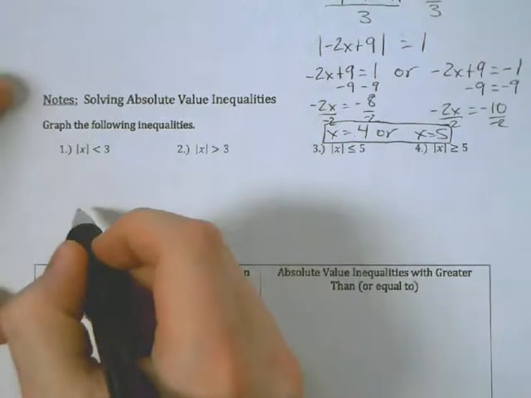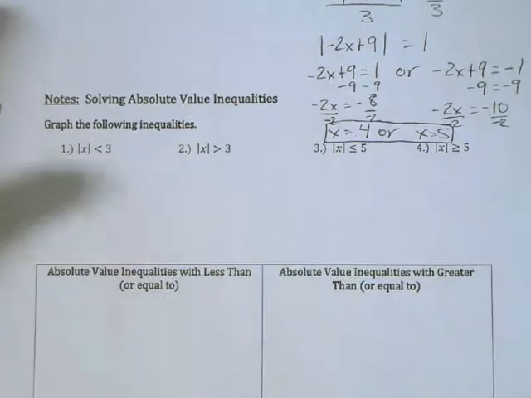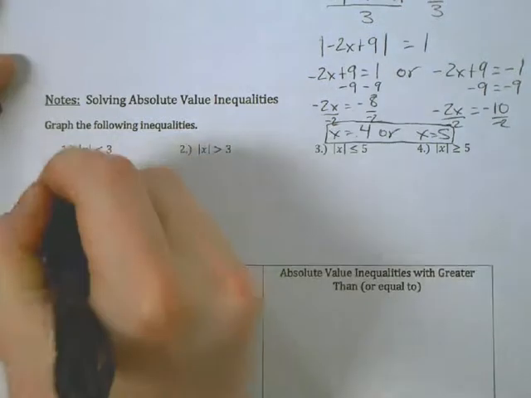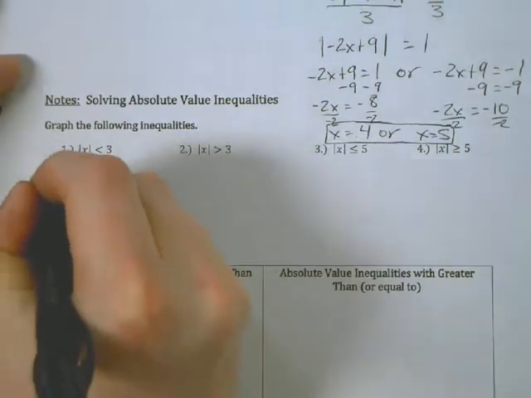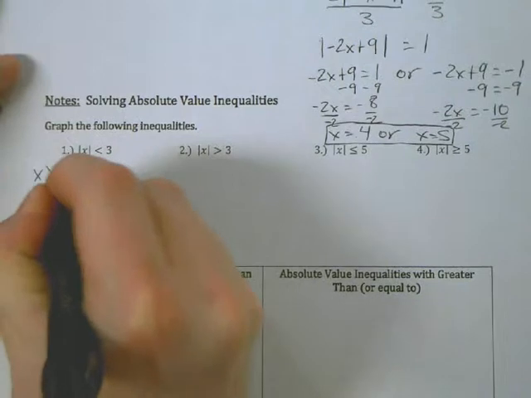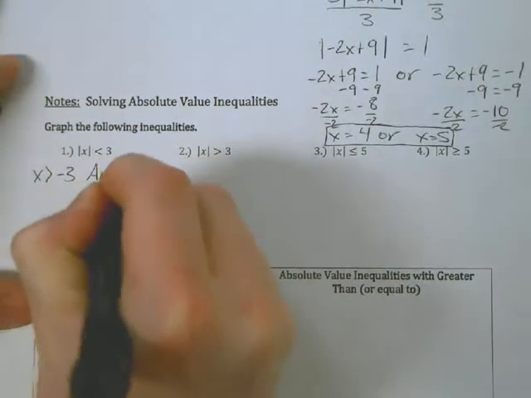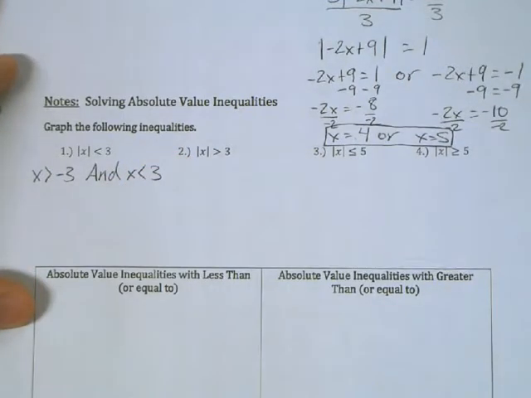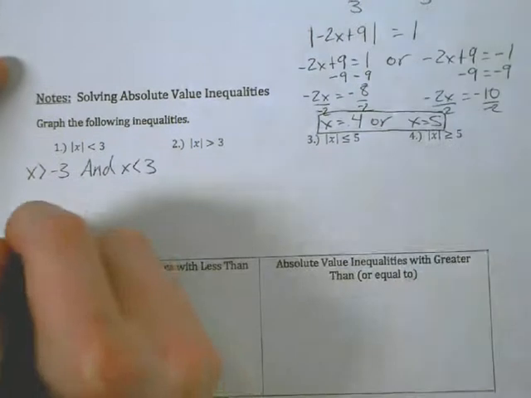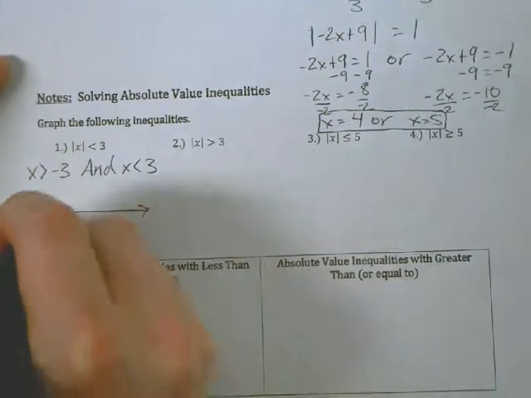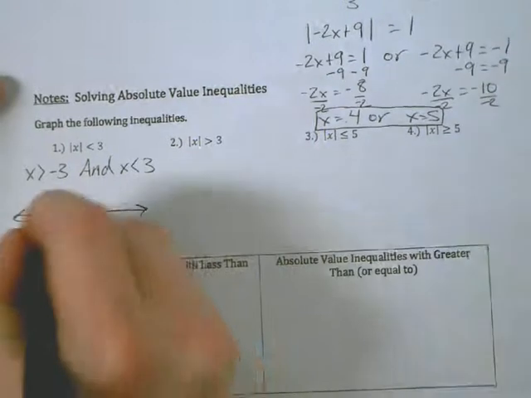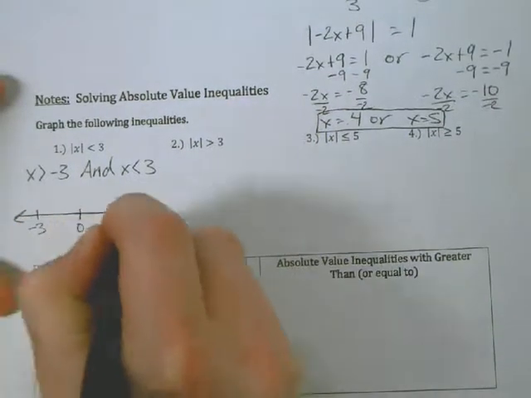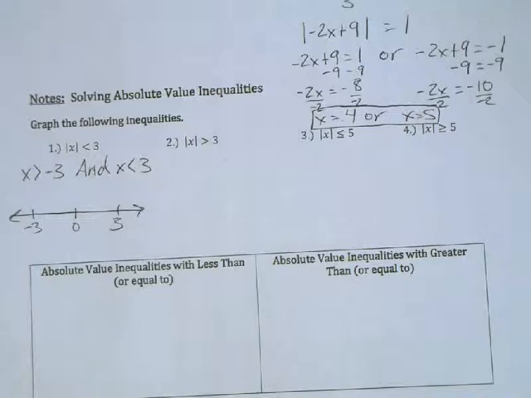So, that sounded like you gave me an "and" inequality. You said it's anything greater than negative 3 and anything less than 3. So how would we graph this inequality then? How would we graph this inequality?